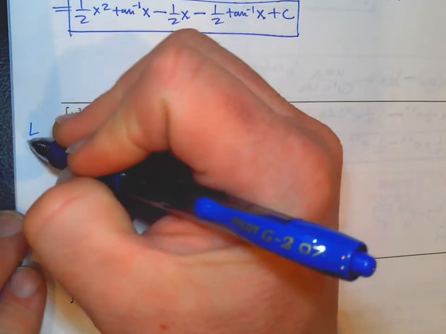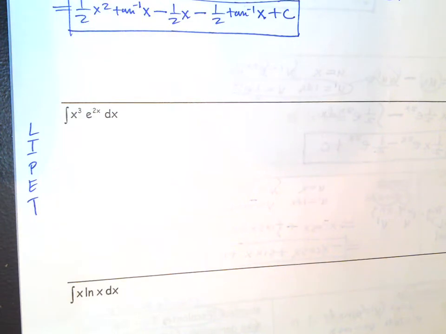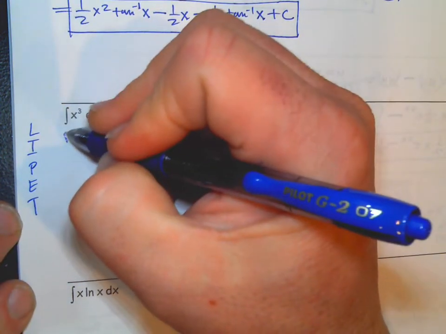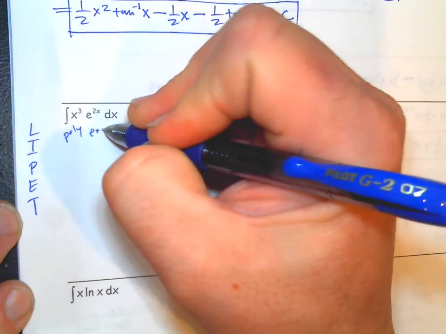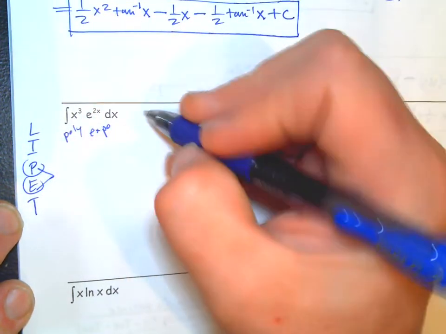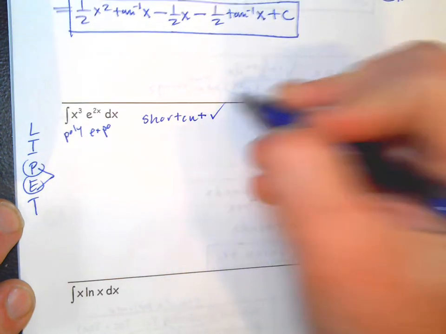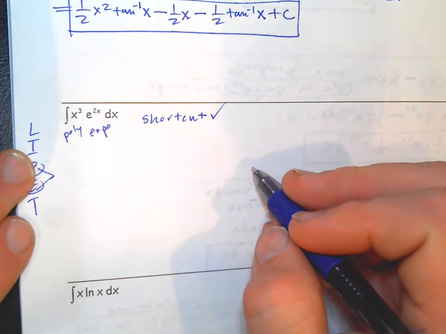Write LIPET down. Okay, pause the video and try it. We got poly and we got expo. Poly and expo. Hey, we can use the shortcut. Use it. Otherwise, you're going to have to do the repeated use three times. It's not going to be good.